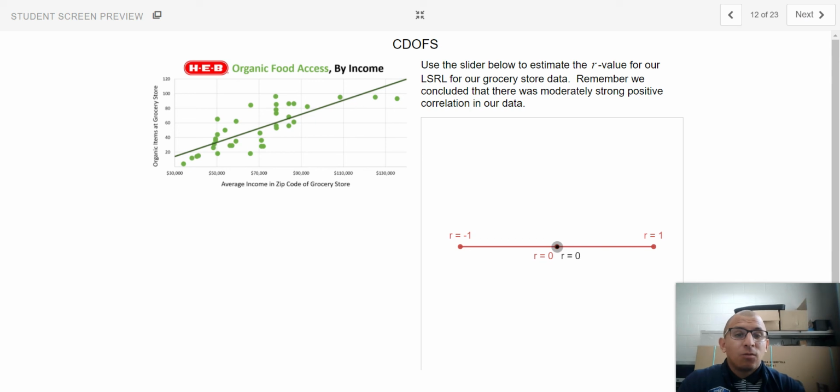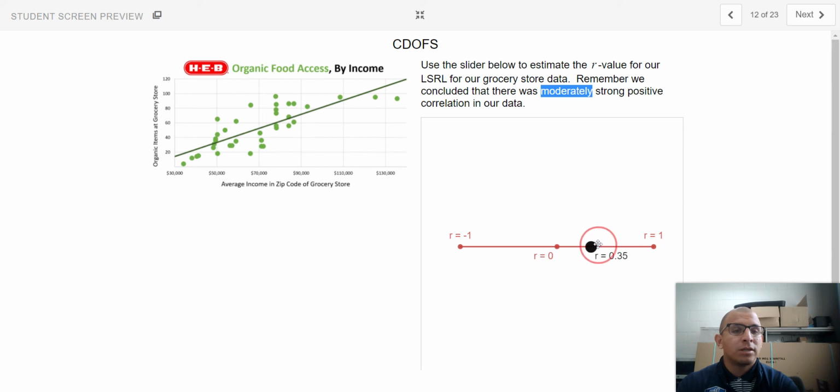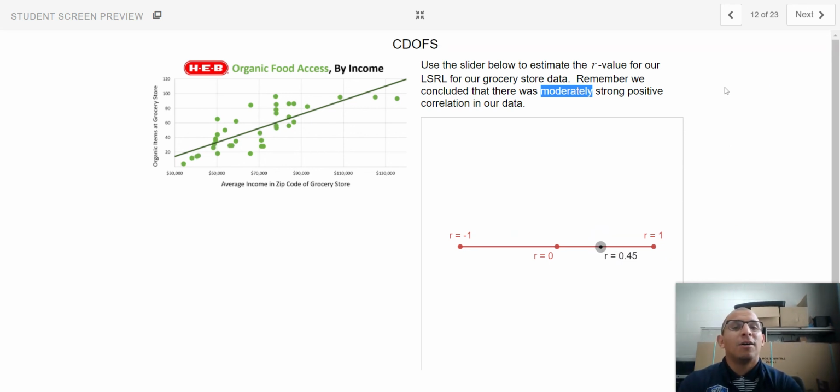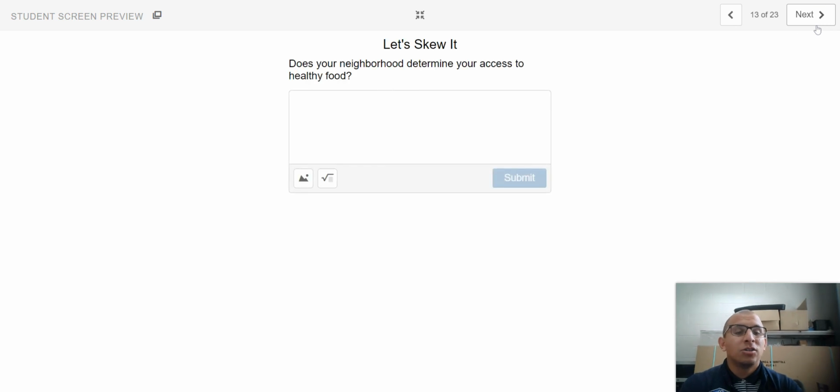Here we're going to estimate what you think the correlation coefficient is for this particular set of data linking average income and organic items. Like we had said previously, it is moderately strong and positive, so we should wind up somewhere on this side. But let's generate a bunch of different responses, or maybe similar responses, before transitioning on to our reflection slides.